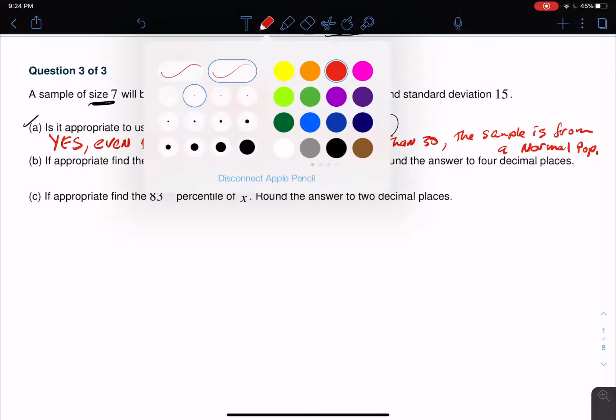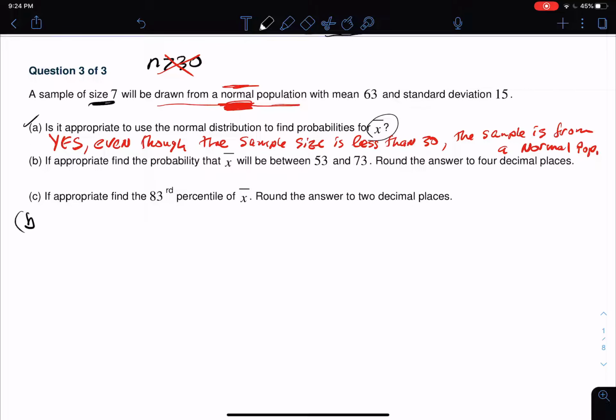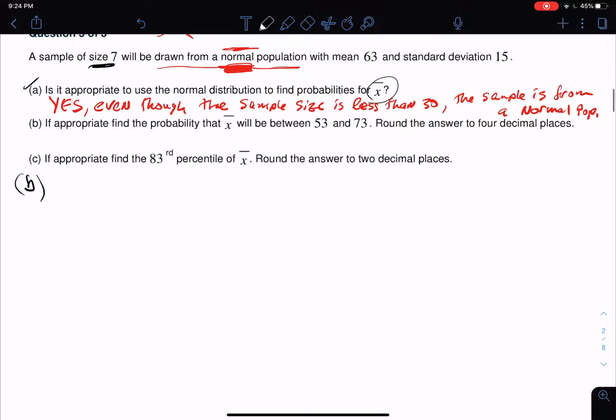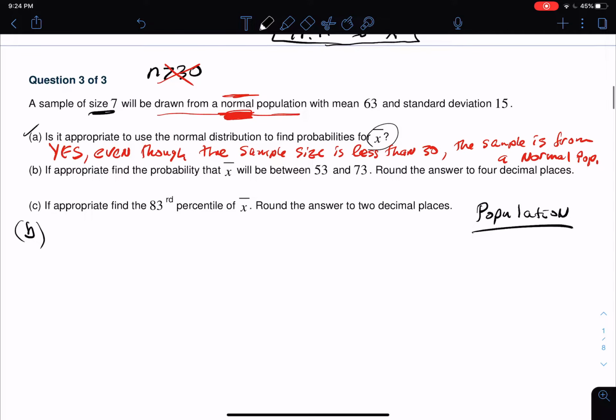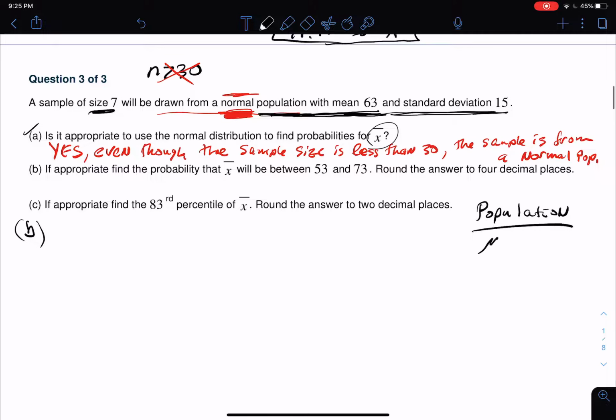All right, let's do the next question, part B. Before we get started, let's start taking some notes. A sample size of 7 will be drawn from a normal population. The population has a mean of 63 and a standard deviation of 15. Let's use the proper labeling variables: mu is 63, and sigma, the standard deviation of the population, is 15.